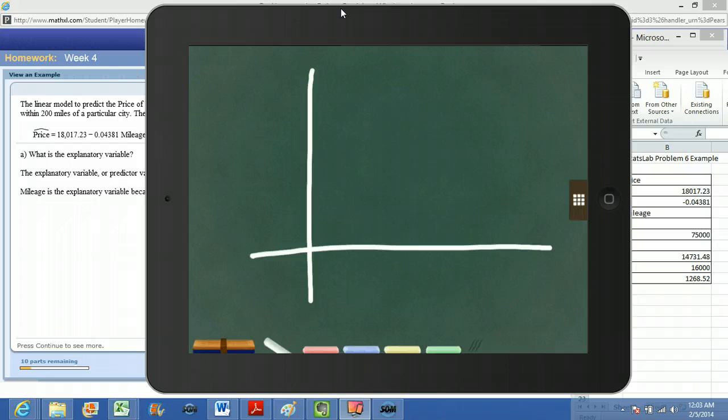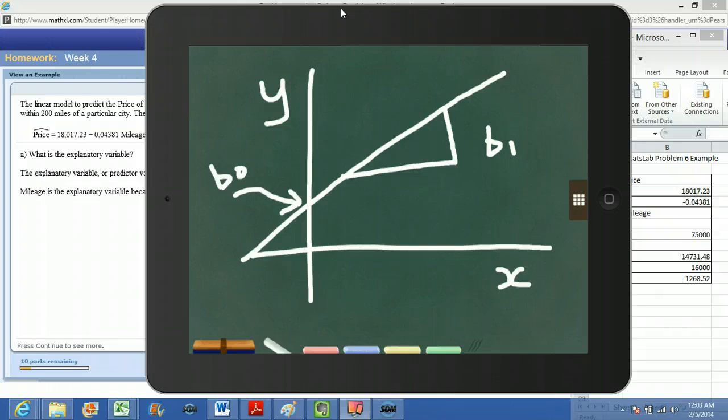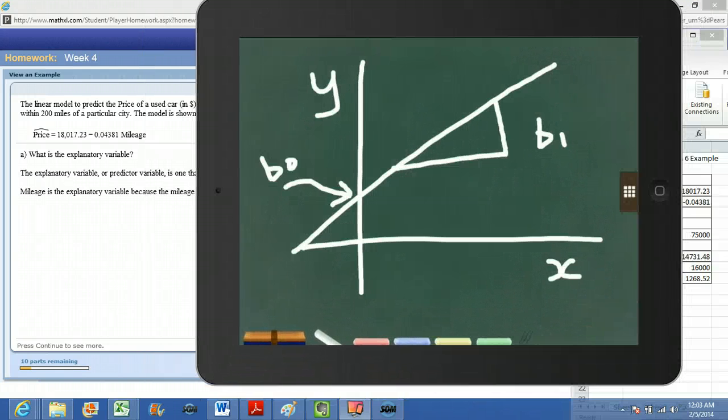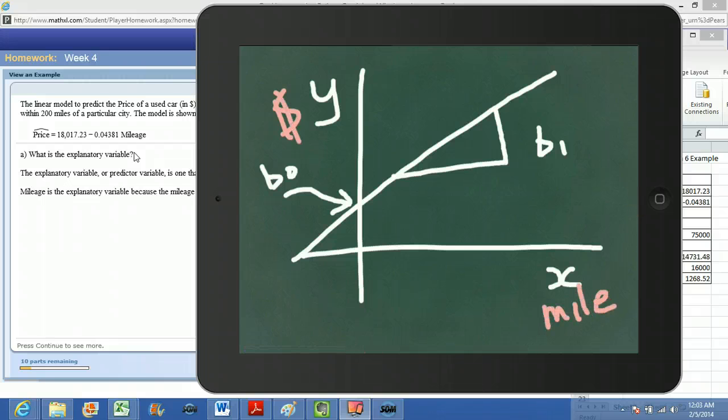seeks to give a relationship between x, which is going to be used to forecast y, and from that we will get a graph, and the gradient of that graph is going to be b1, and the value of the intercept is going to be b0. So we are going to seek to look at how those relate to the equation that we are given, which is here. Now this would be price, and then this would be miles, and the equation is given that relates here.